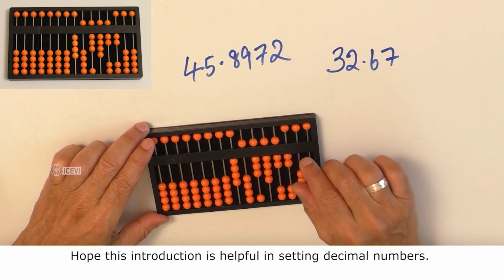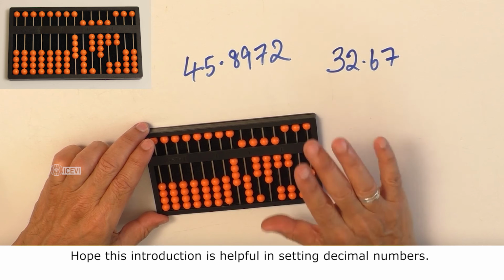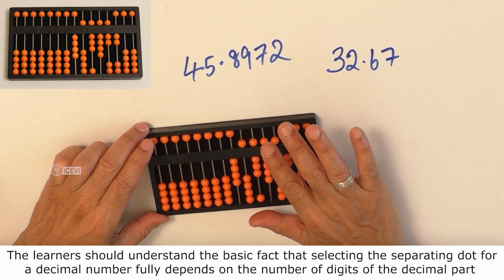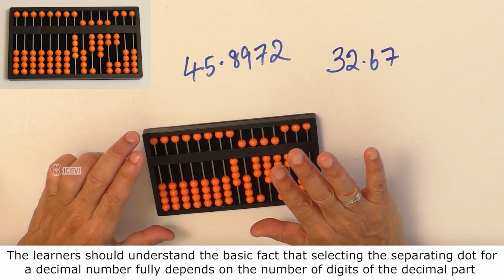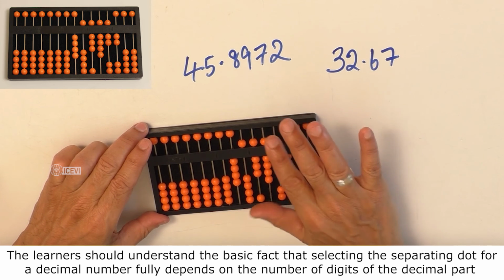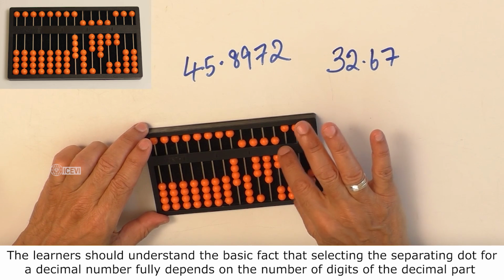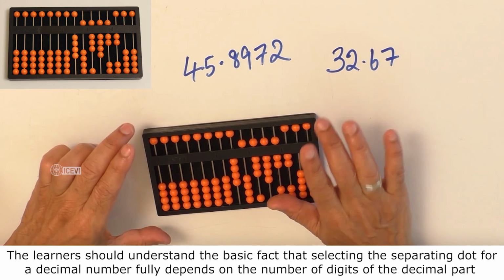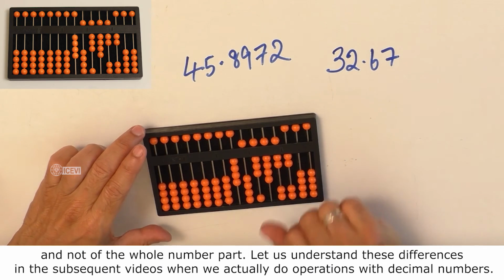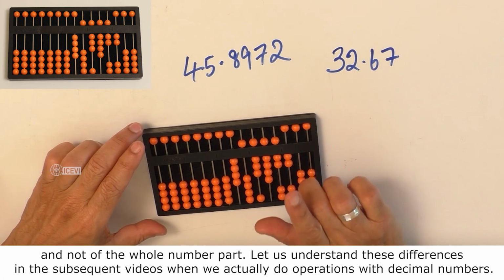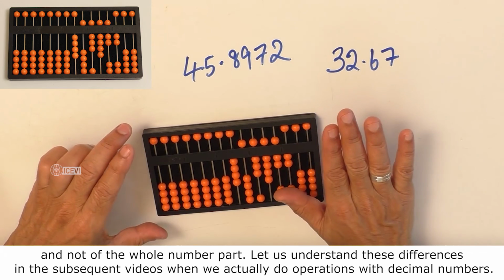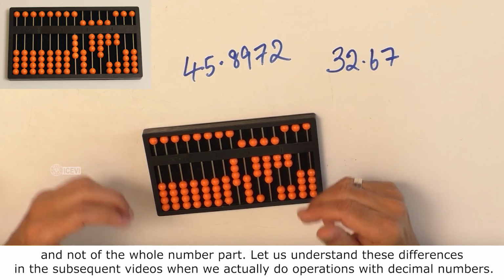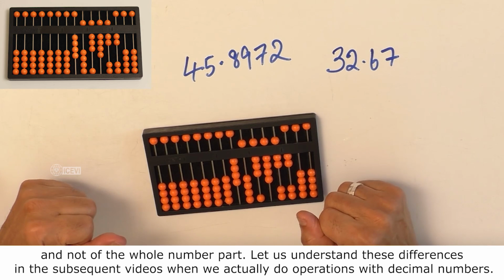Hope this introduction is helpful in setting decimal numbers. The learners should understand the basic fact that selecting the separating dot for the decimal number fully depends on the number of digits of the decimal part and not of the whole number part. Let us understand these differences in the subsequent videos when we actually do operations with decimal numbers.